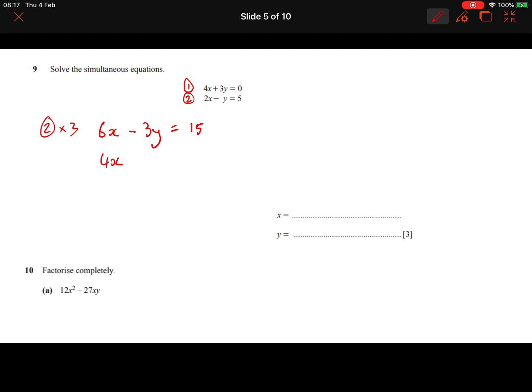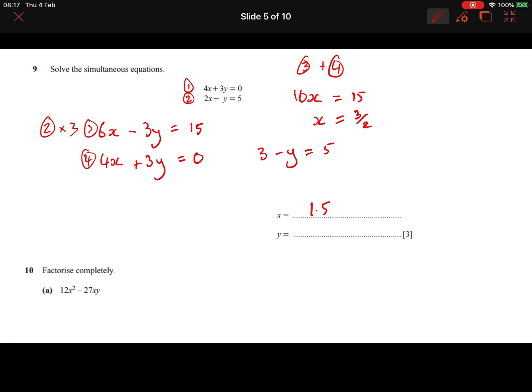So now we're going to do the same thing. 4x plus 3y equals 0. Okay, so we've now got equation 3 and equation 4. I'm going to add them, which is going to be 10x equals 15. So perhaps x is 3 over 2, 1.5. Let's just call that 1.5. Now substitute that back into one of the equations. Let's go to equation 2. 2 lots of 1.5 is 3, minus y is equal to 5. So rearranging, 3 equals 5 plus y, so y is equal to minus 2.